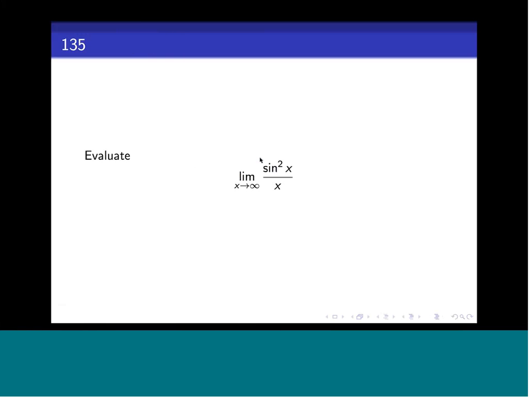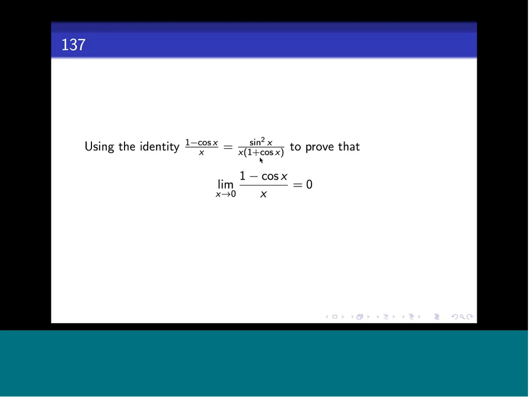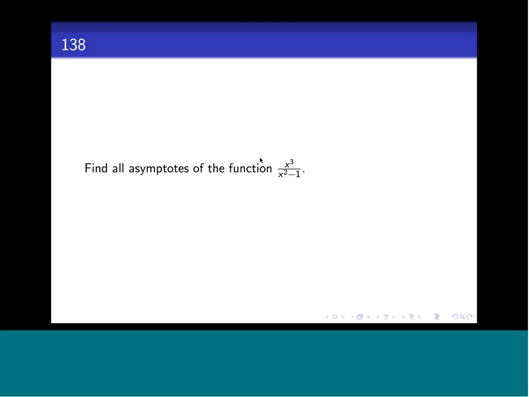That one, I think I copied wrong. I think x goes to 0. X goes to 0, right? So the value is 0. Okay. This one we did already. This one we did already, essentially, right? Find the asymptote of that function.